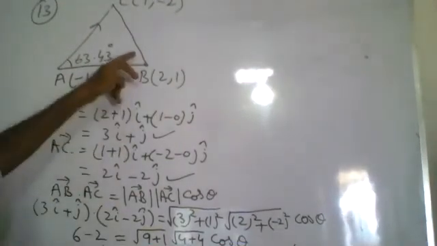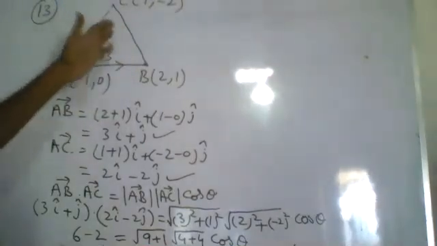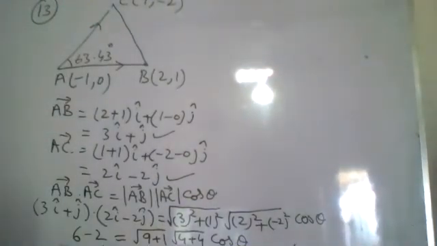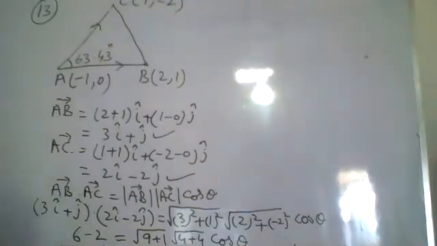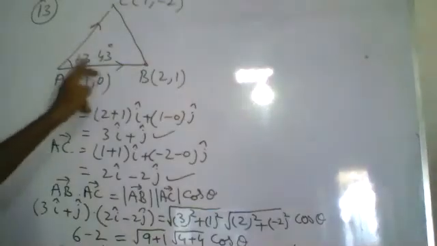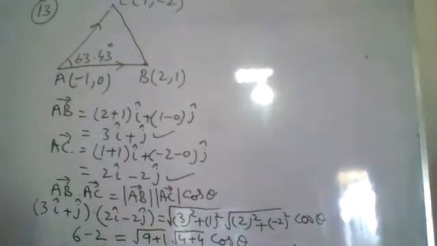Or find the two angles, then subtract from 180, and you will get the third angle. Finding angle A, find angle B. After that, you will find angle C. So 180 degree minus the sum of these two angles, angle A and angle B.